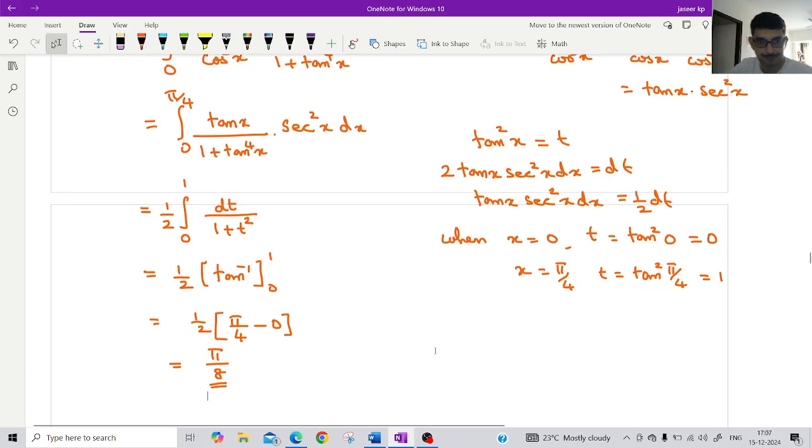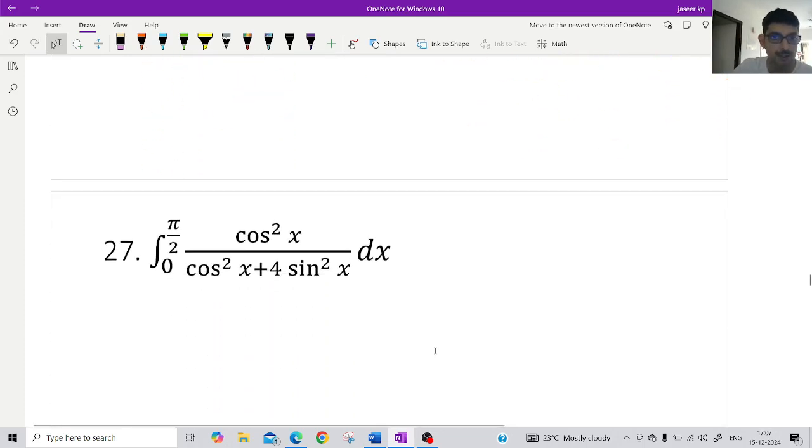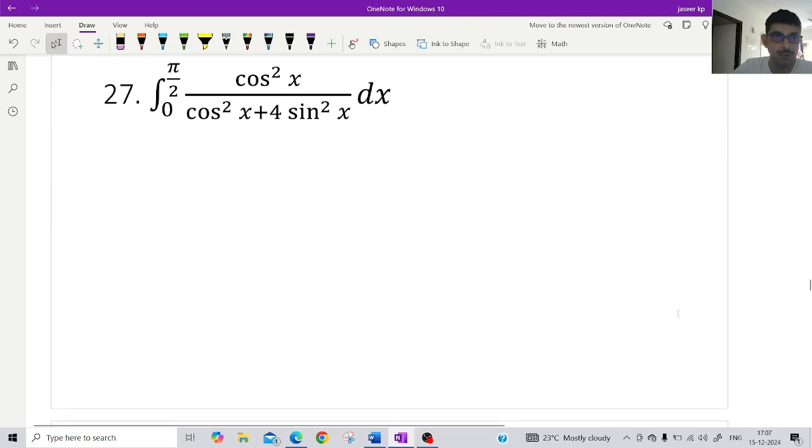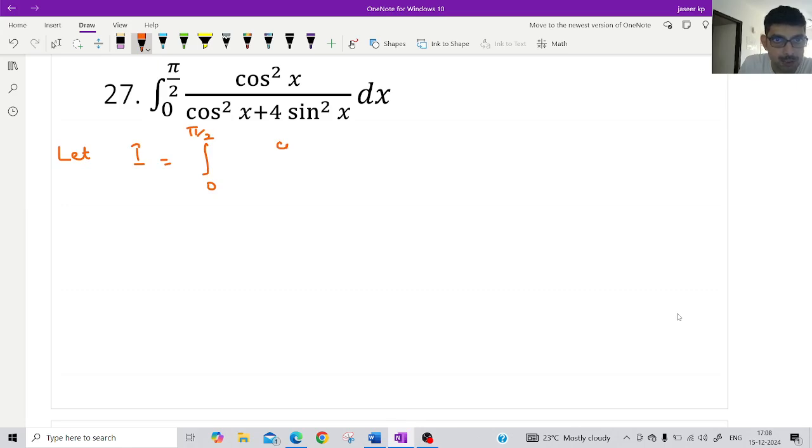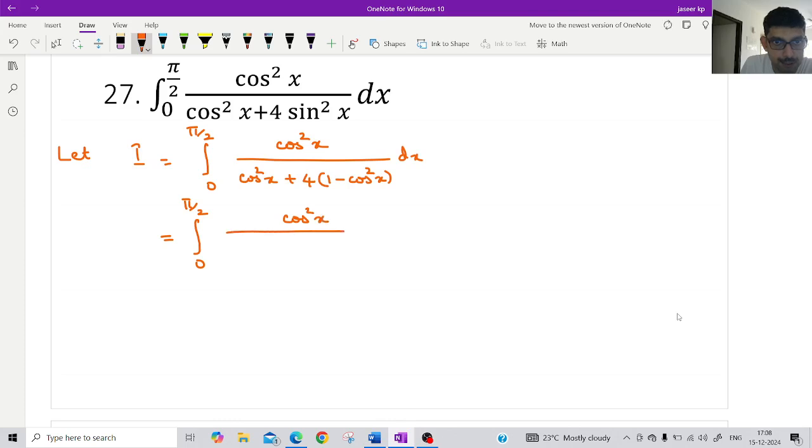Now we will move to the next question. 0 to pi by 2 cos square x divided by cos square x plus 4 sin square x. So let I equal to 0 to pi by 2 cos square x divided by cos square x plus 4 sin square x. Sin square x is written as 1 minus cos square x dx. So that means it will become 0 to pi by 2 cos square x divided by 4 minus 3 cos square x.